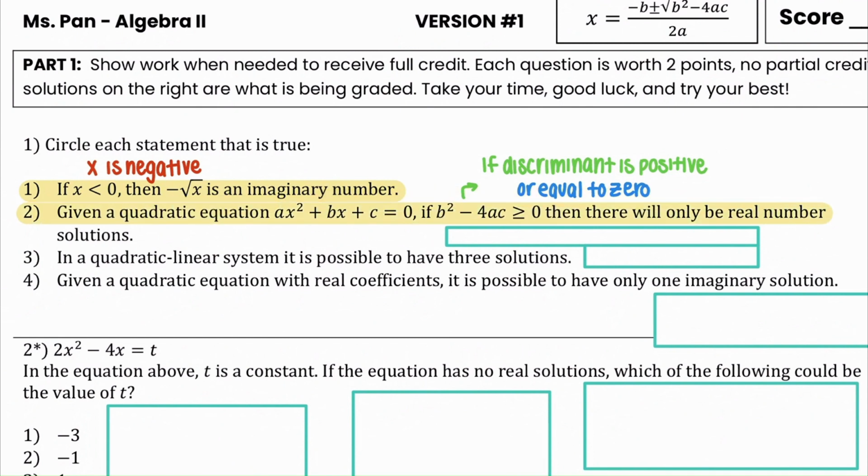So again, if it has a discriminant that's positive or even equal to 0, the solutions are always going to be real. So even if it's irrational, it's still a real number.